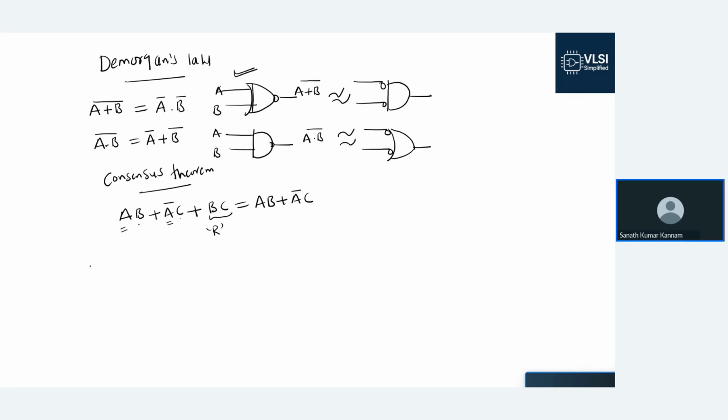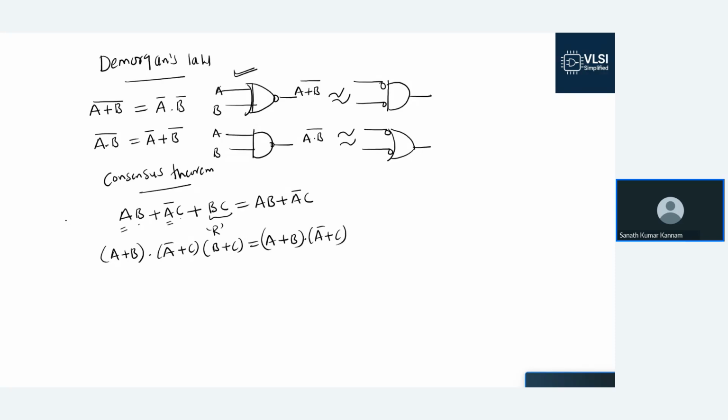And what is the dual of this one? So just AND will change to OR and OR will change to AND. So this is (A bar or C) and (B or C). This is equal to what? (A or B) and (A bar or C).